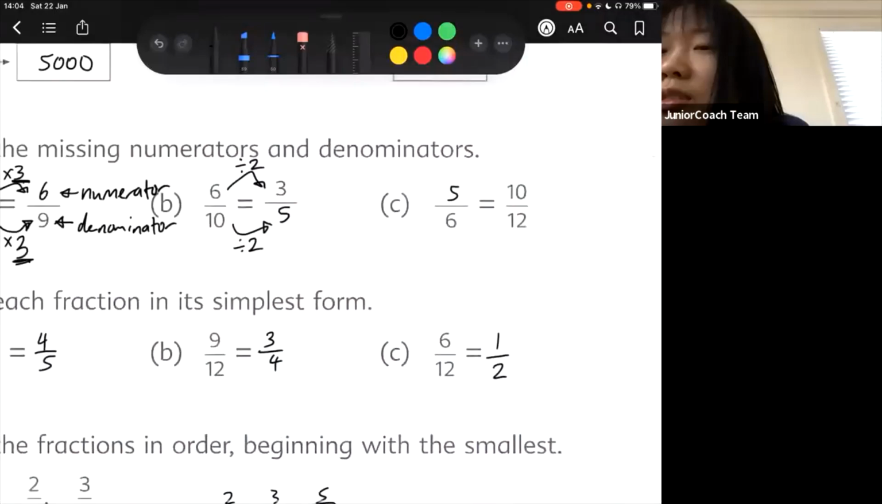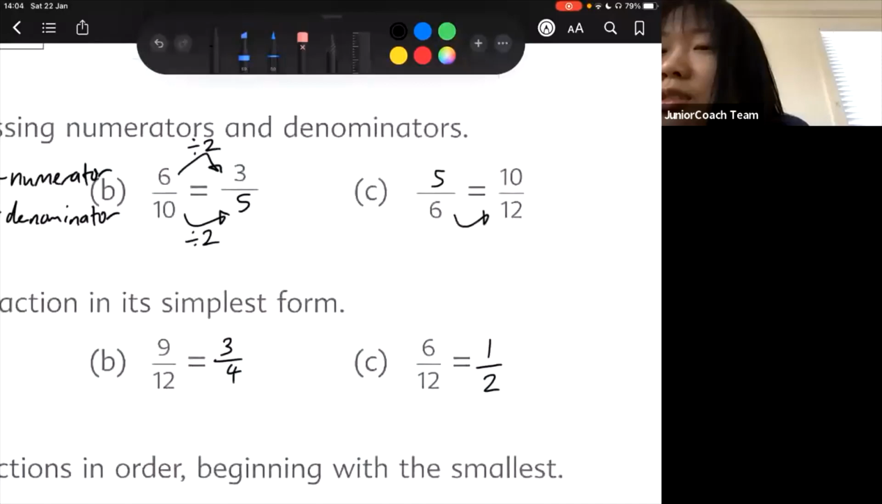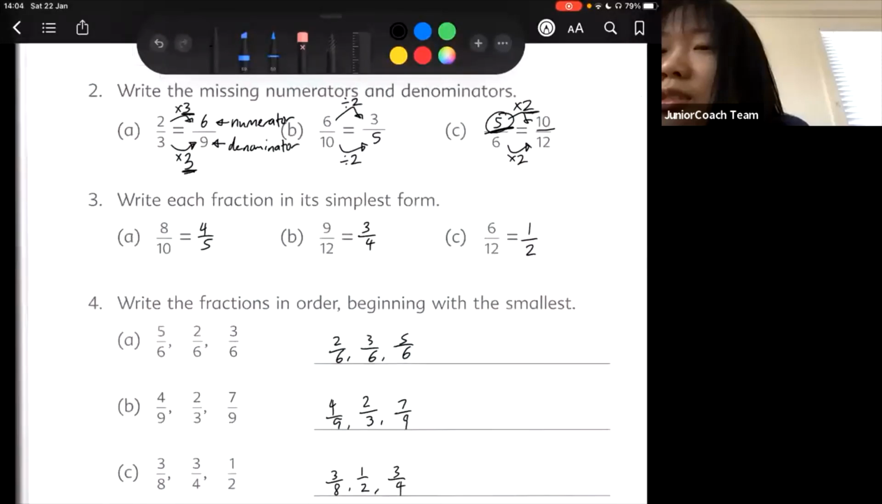And then for the last part of this question 2, it's the same thing. So 6 times something equals 12. We know that 6 times 2 equals 12. So this number times 2 is 10. So we can reverse that by saying 10 divided by 2 equals this number. And 10 divided by 2 equals 5. So that's how we get it.